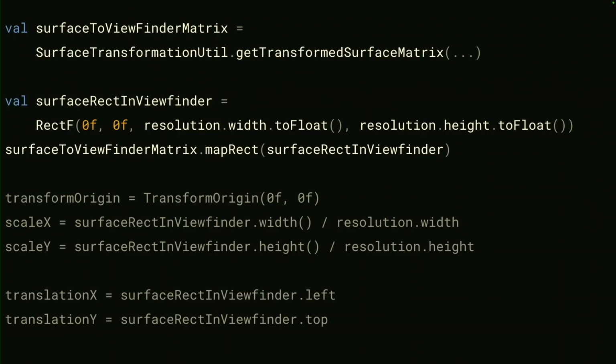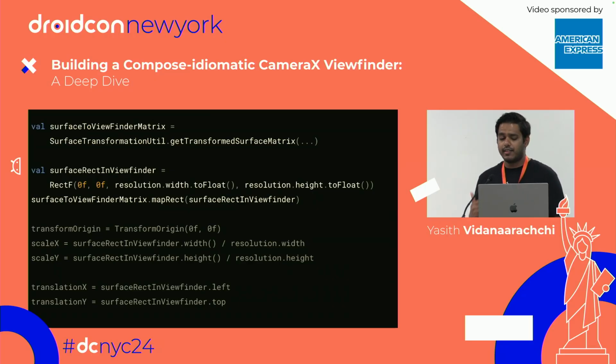In this talk I won't go too much into the matrices and how we calculate our transformations, but we get a matrix for the transformations we want to do to the frames that are getting drawn onto our surface. And then we calculate a rectangle that's basically the size of the images that we get from the camera, and then we apply our matrix onto that rectangle. This will give us the scaling and the translations that we want to apply inside of Compose.